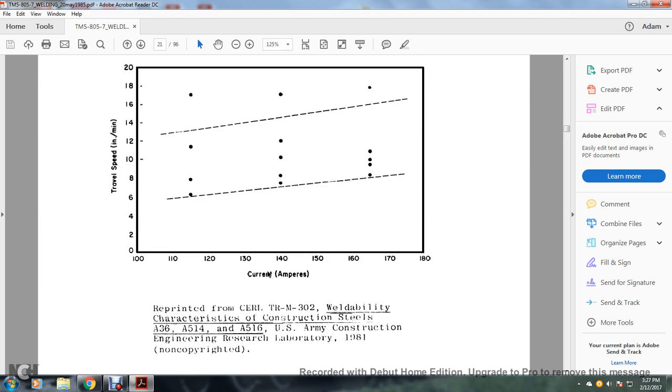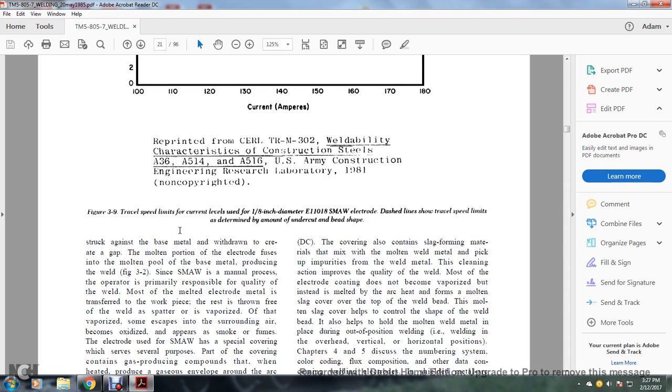Or your reprinted circular TRM302, welding characteristics of construction steels, U.S. Army Construction Engineering Research Laboratory, 1981. Amperes from 100 to 180. They line up at 115 from 6 to 15, and 140 from 7 to 14 travel speed in inches, and 165 to 8 to 16 inches per minute.